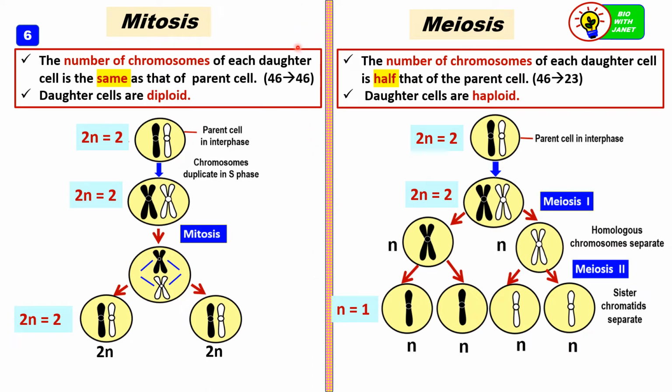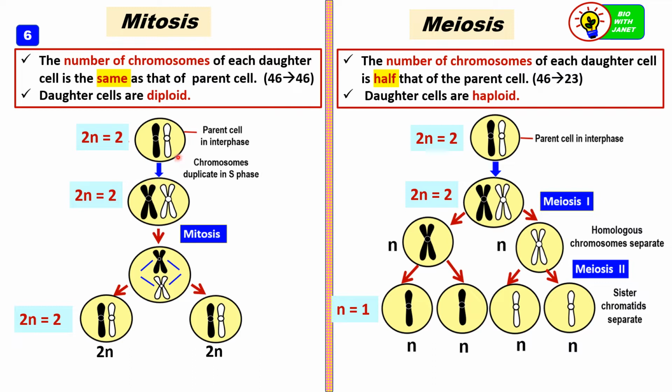Difference number 6 involves the number of chromosomes of each daughter cell. Is it the same as the parent cell or different? For mitosis, the number of chromosomes of each daughter cell is the same as that of the parent cell. For example, in humans, if the parent cell has 46 chromosomes, at the end of mitosis, the daughter cell will also have 46 chromosomes, right?